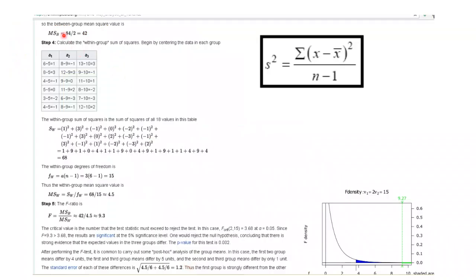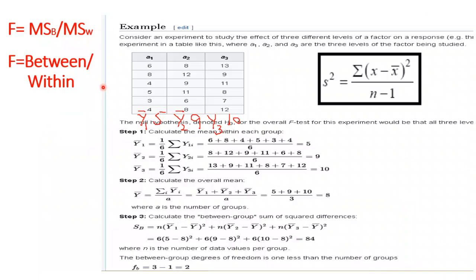Now the between group mean square value is 84 divided by the degree of freedom, which is 2, and this is coming out to be 42. Now we have calculated this mean square between. Now we will calculate the mean square within.